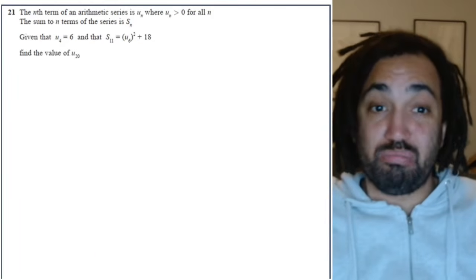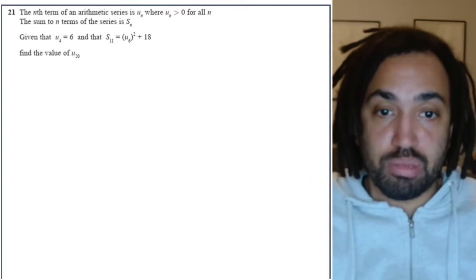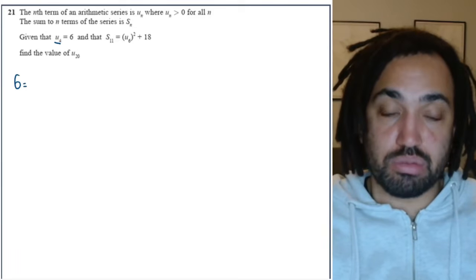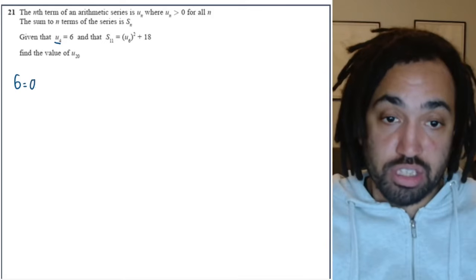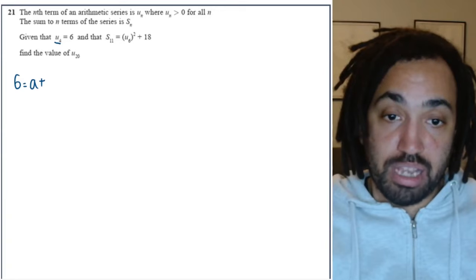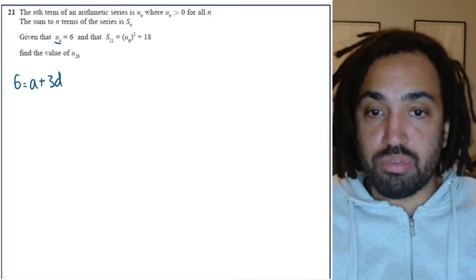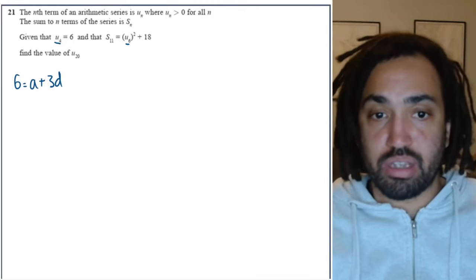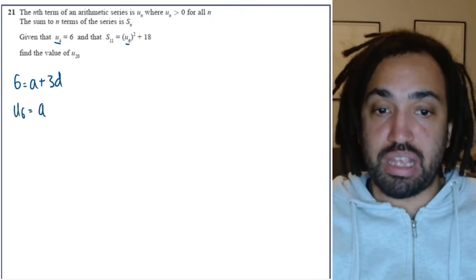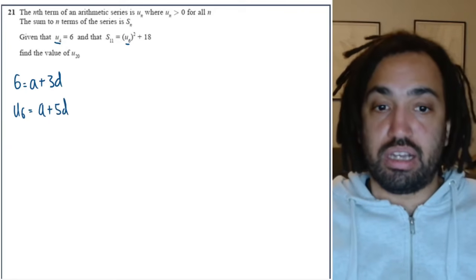Okay, next question is pretty nasty. The way that it's described as well is not very helpful. But essentially, the fourth term in the sequence is 6. So I can write 6 is equal to, and remember, it's always the first term plus n minus 1 times the difference. So if this is the fourth term, n minus 1 will be 3 multiplied by the difference. We've also got U6 here. So what is U6? Well, that will be the sixth term, which will be A plus 6 minus 1, which is 5D. Like that. Okay, so that could be useful.